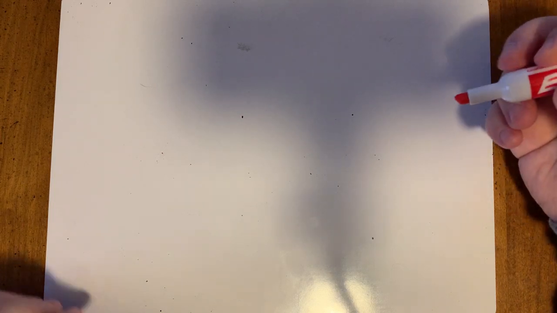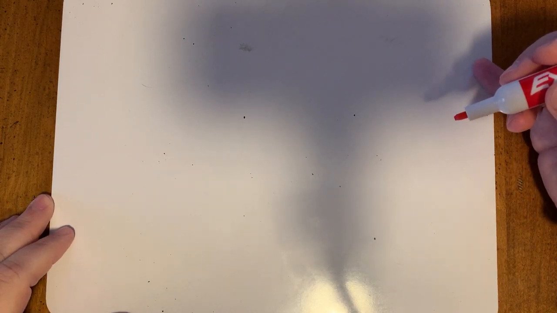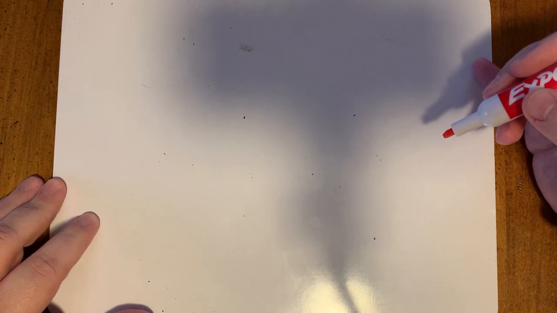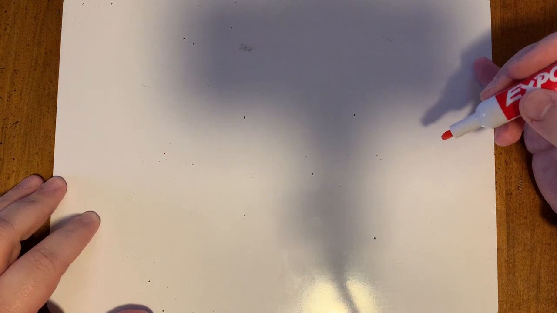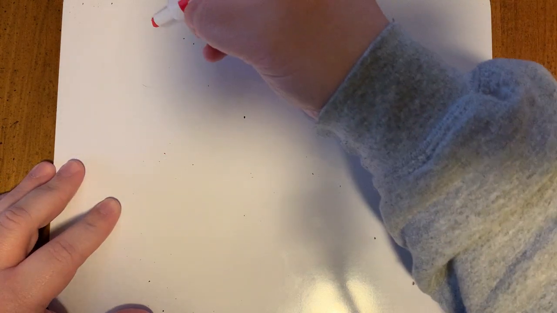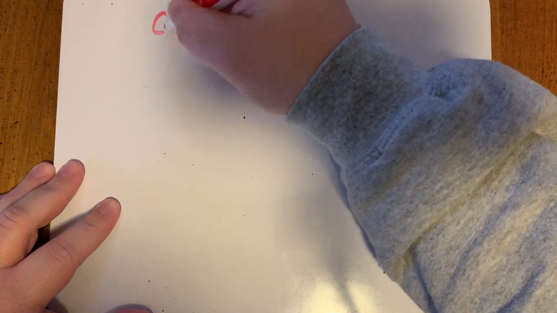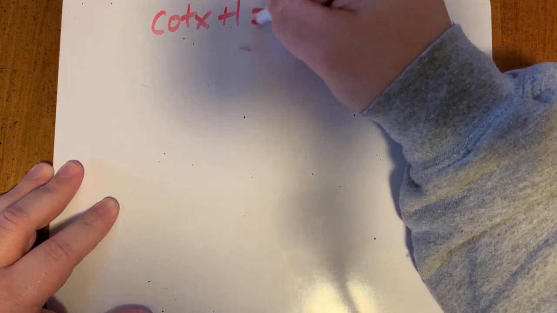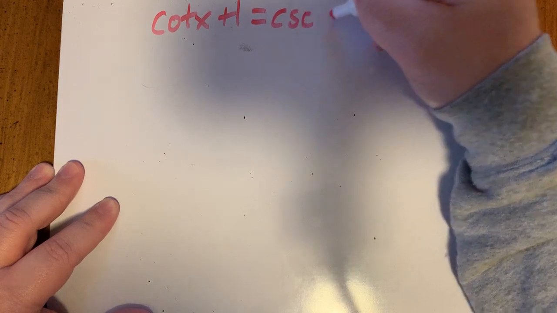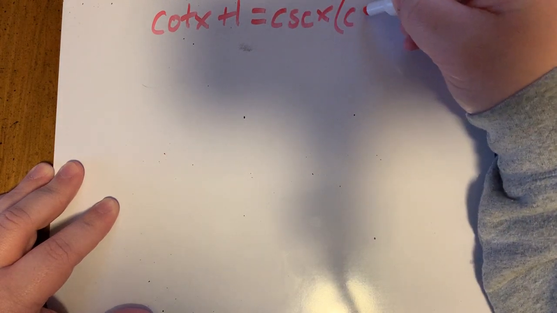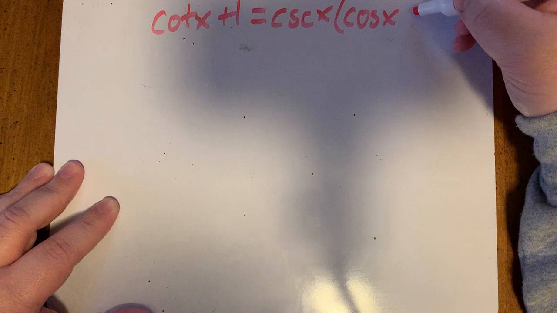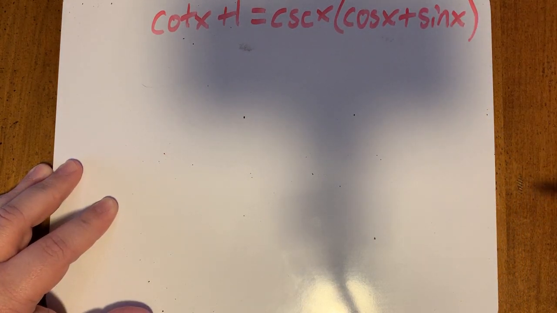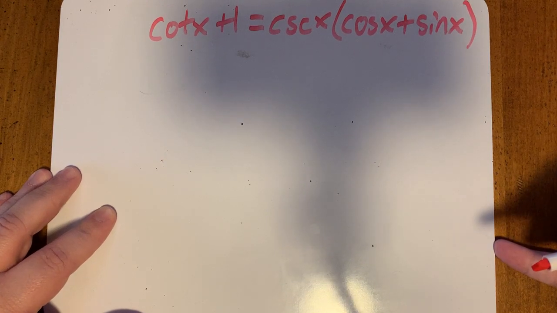So there's a few strategies. The first strategy is very much like the first strategy for simplifying. Just write everything as sines and cosines. So let's say we have the equation cotangent of x plus 1 equals cosecant of x times cosine of x plus sine of x.